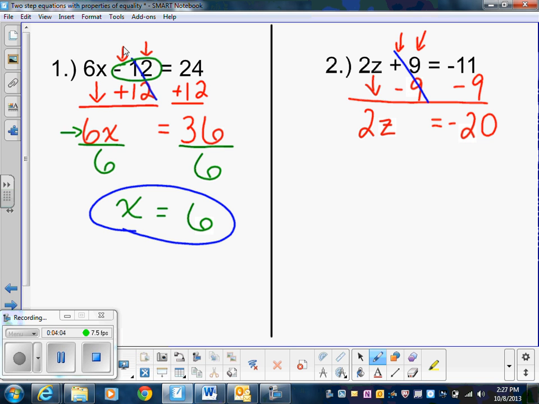Now we can apply our division property of equality, which means we are getting rid of our coefficient of 2. Divide both sides by 2 here. We can apply our identity property of multiplication again, leaving us with z is equal to negative 10.